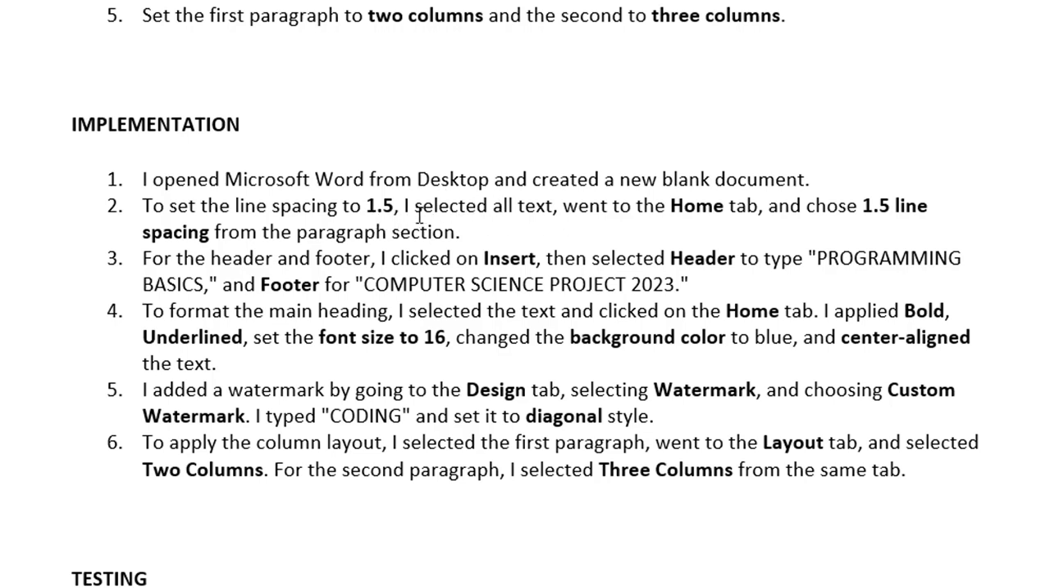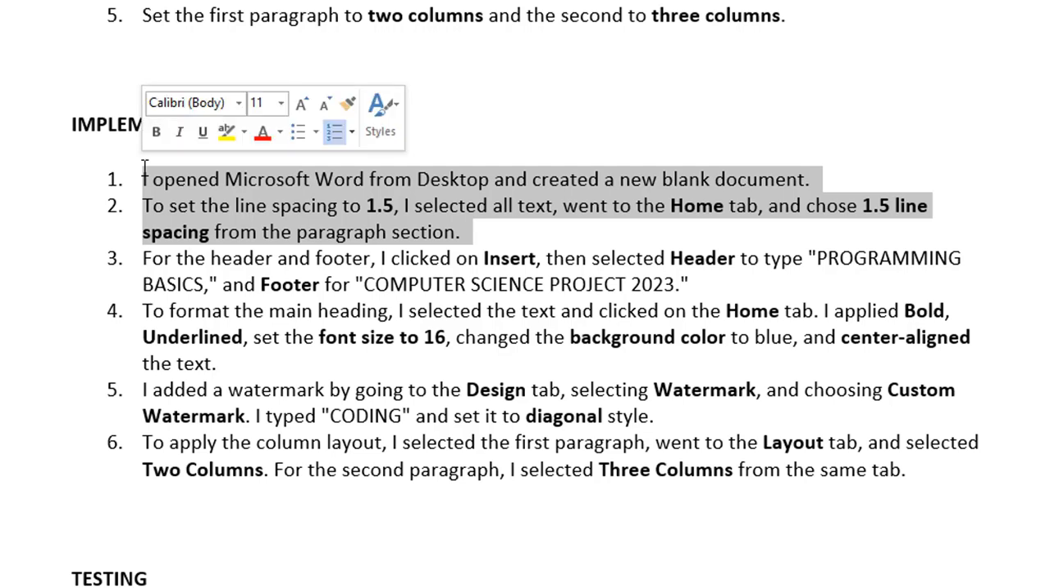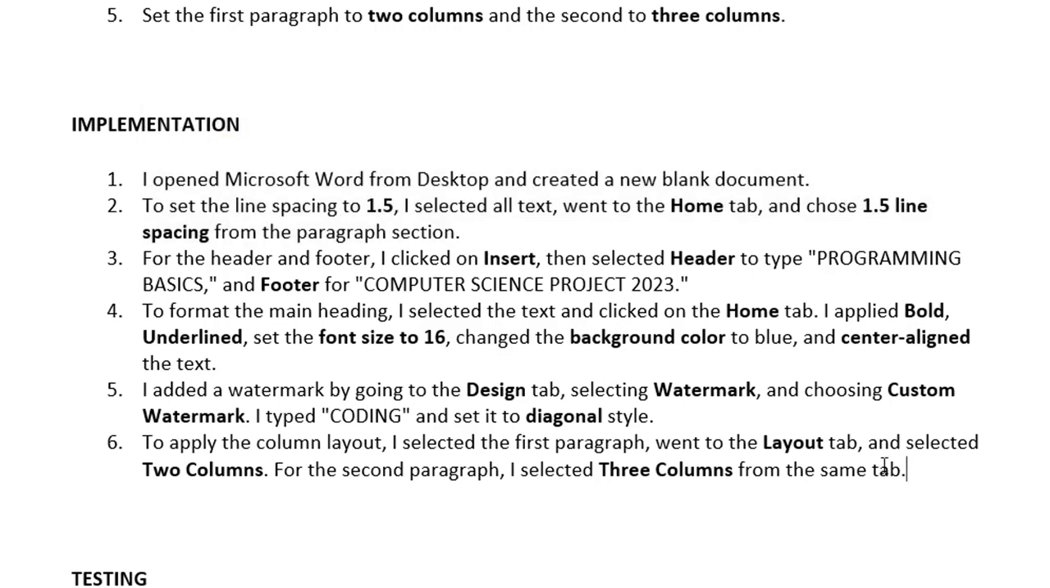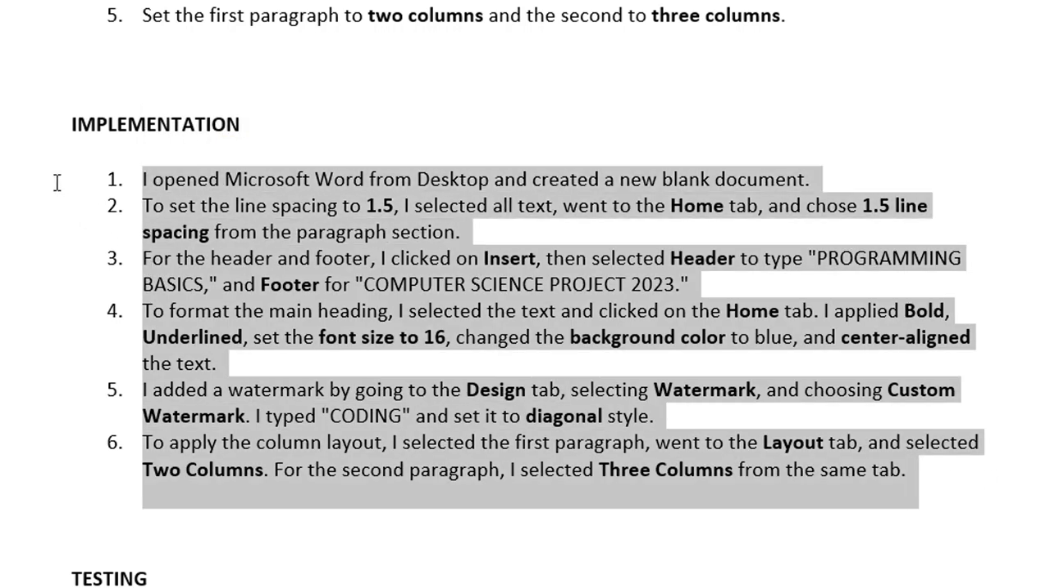What did you do? Here I selected all text, went to the Home tab and chose 1.5 line spacing from the paragraph section. It's exactly that. What we did is we selected all the text, because normally we're supposed to use all the text. So all that text in the work that we have copied, we selected all.